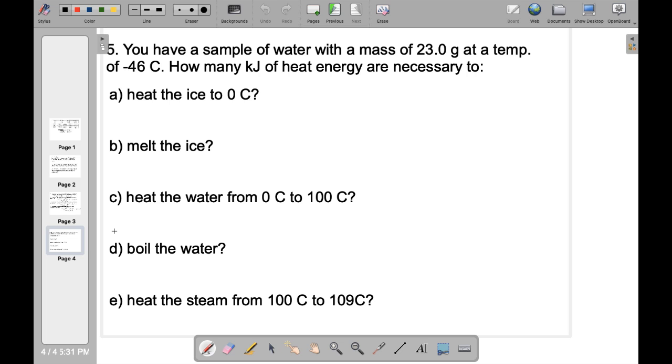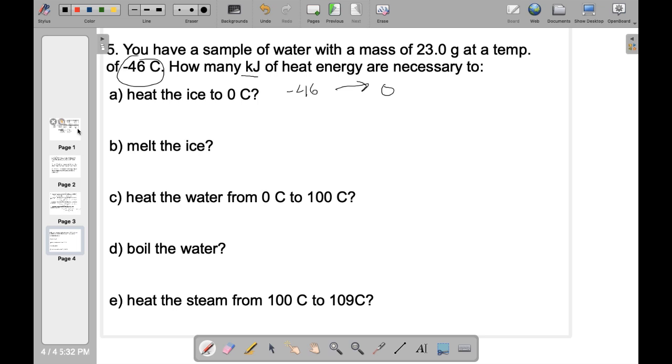Okay, we have a sample of water with a mass of 23 grams at a temperature of minus 46. How many kilojoules of heat energy are necessary to heat the ice to 0? Well, let's think about this. It's at minus 46, and we want to go to 0 Celsius. So right up to the point where it's going to turn into a liquid. Notice they're giving us two temperatures here. We have a starting temperature, an initial temperature, and we have an ending temperature. And also it's not going through a phase change. It just says we're heating it. We're not boiling it away. We're not turning it to something else.